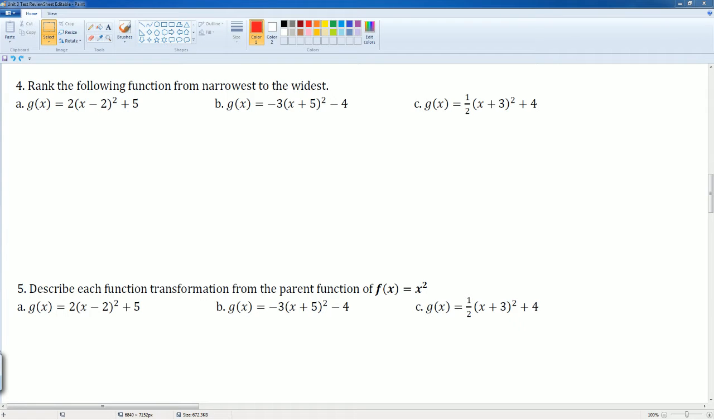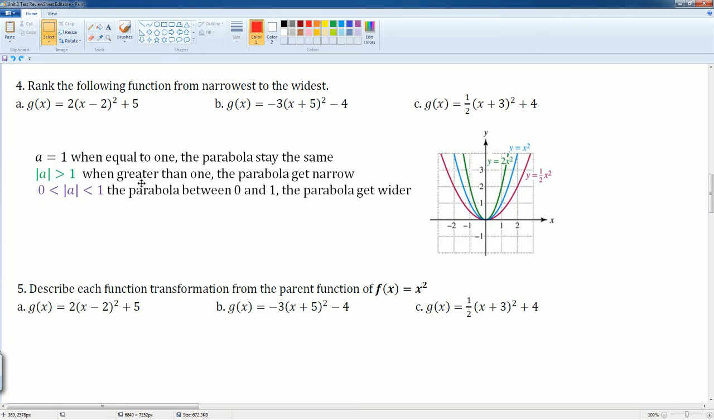Welcome to the Unit 4 Test Review Sheet Solution tutorial. I will be covering number 4, which is rank the following functions from narrowest to widest. To do this, you have to look at the core concept that we went over in class.